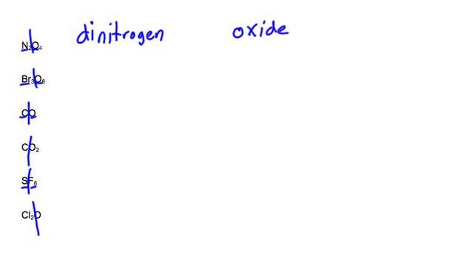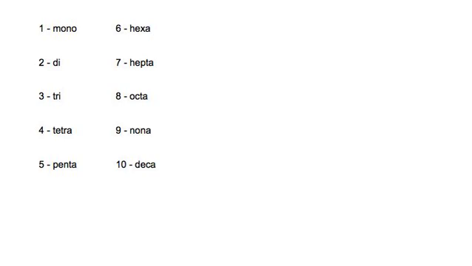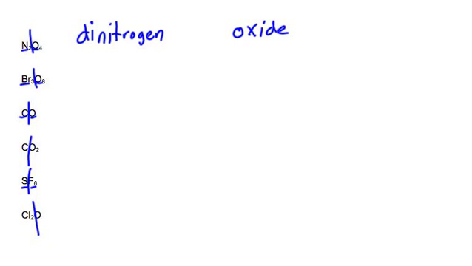So I have to go to my list of prefixes. The prefix for four is tetra. So I'm going to say dinitrogen, and tetraoxide doesn't work. Anytime you're dealing with an oxide and you have a prefix that ends with a vowel, what you're going to usually do is drop that vowel. So instead of tetraoxide, we're going to say tetroxide. That's a minor thing, but if you want to get it exactly right, we will drop that off.